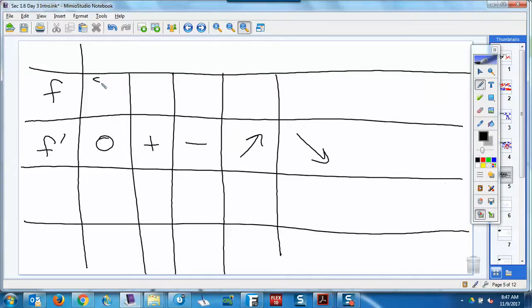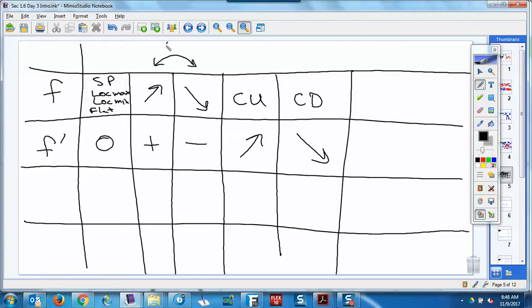Now, in F prime 0, what do you got? Stationary point, local max, local min, flat spot. Right? Increase, decrease, concave up, concave down. Right? This is your first derivative test for local max and local min when you switch those columns. And this is inflection point, switch concavity. Okay? All right, so that's what we had yesterday. So let's bring in F double prime. Now here's the beauty of this though. What is the connection between F prime and F double prime?